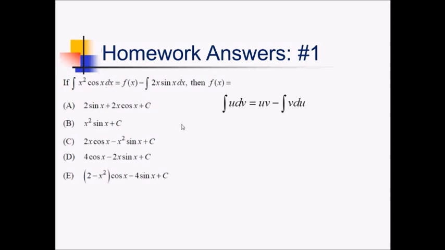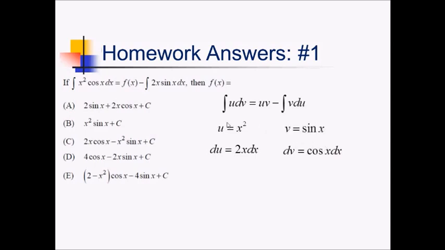Let me pick out my u and my dv values. For u, I'm using my acronym LATE. Algebra comes before trig. X squared, I would rather differentiate than integrate, so I'm going to make x squared my u value. And then my dv value, I'm going to let that be cosine of x dx. So then du is going to be 2x dx, and for v, the antiderivative of cosine of x, that's going to be sine of x.